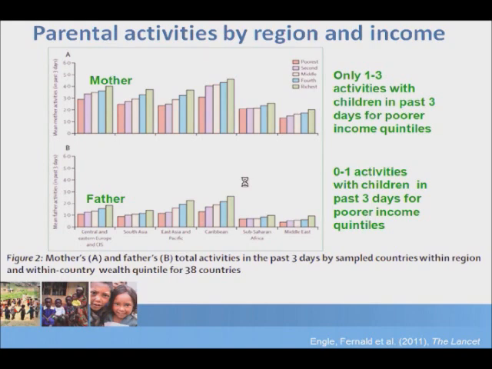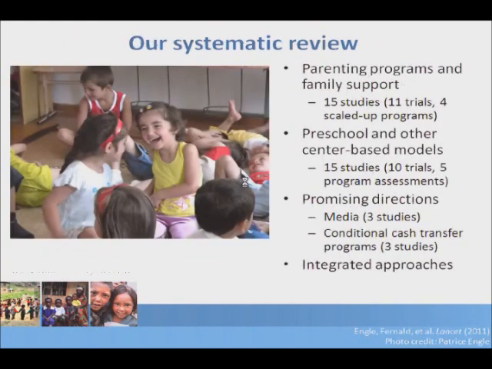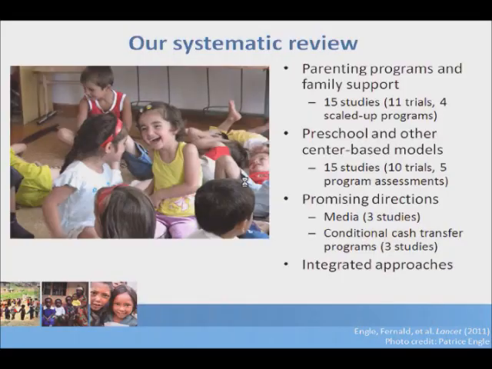So I'll now talk about this recent systematic review of interventions specifically targeting children 0 to 6 years old in developing countries. And the focus of the review is really on scaled-up versions of programs. So focusing more on effectiveness trials rather than efficacy trials, because the effectiveness ones are the more real-world models. And we included field trials and program evaluations of parenting support and education, pre-primary and preschool centers, conditional cash transfer programs, educational media, and integrated interventions.